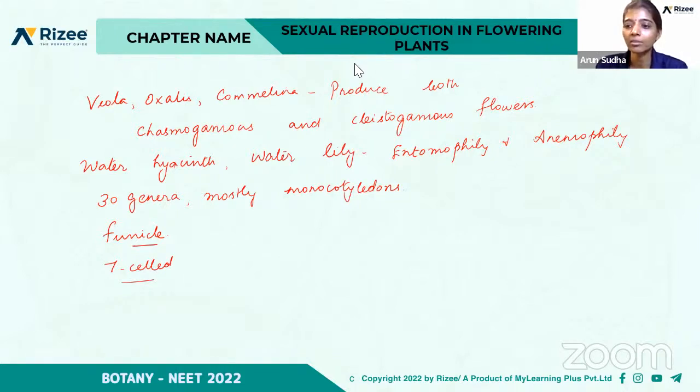Okay, so clear with it? So you go through it, and if you have any doubts in the previous classes, like sexual reproduction in flowering plants, clear? Okay, then read through it and practice more questions. Okay, then. Thank you.